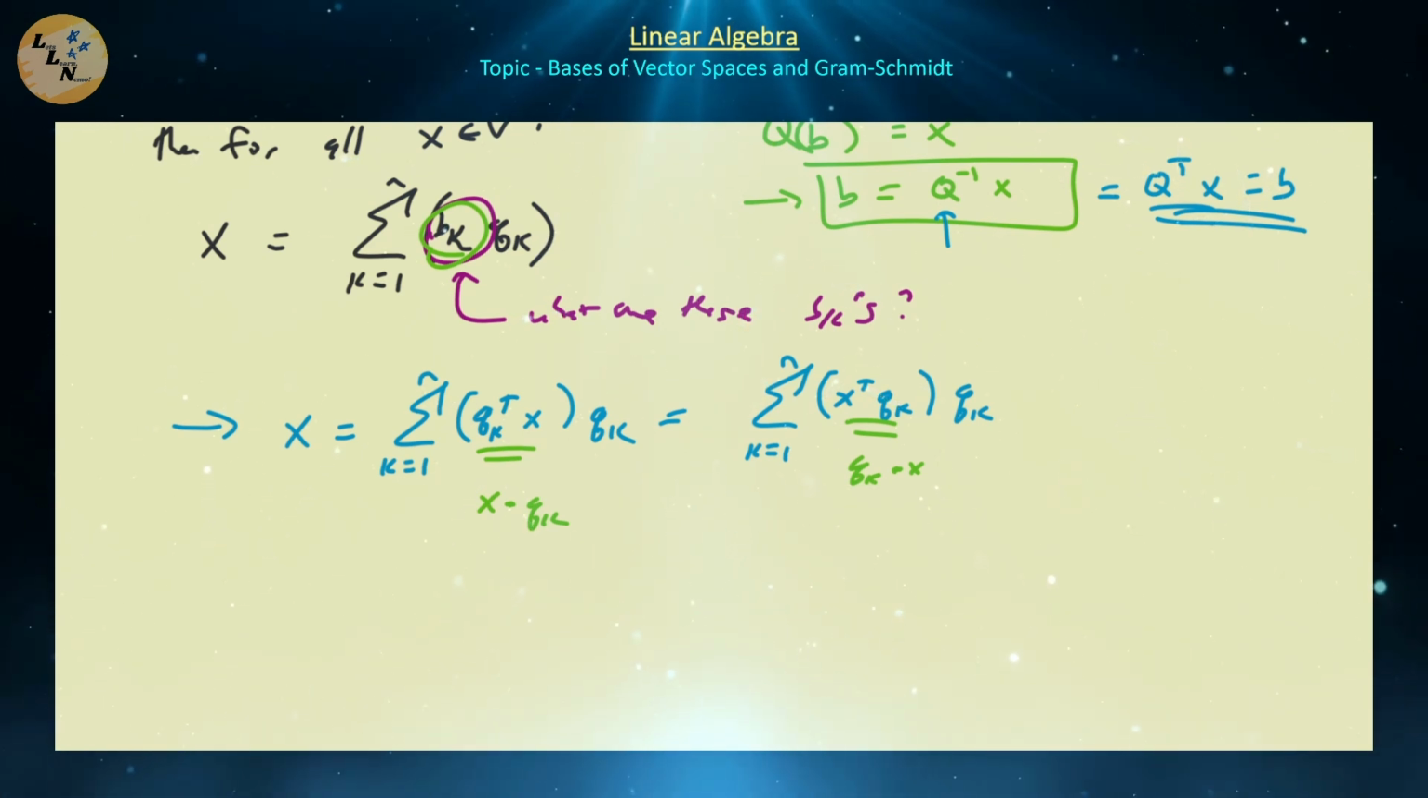So those are the basics associated with basis of vector spaces and the Gram-Schmidt process, which can take any set of independent vectors and turn them into an orthonormal set of vectors.